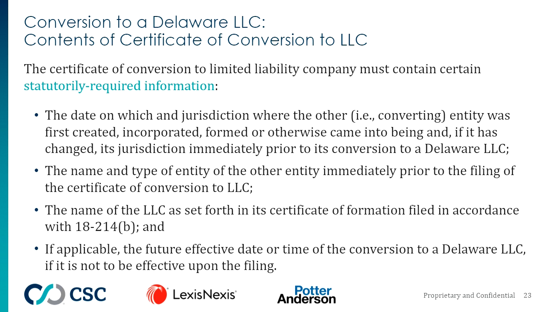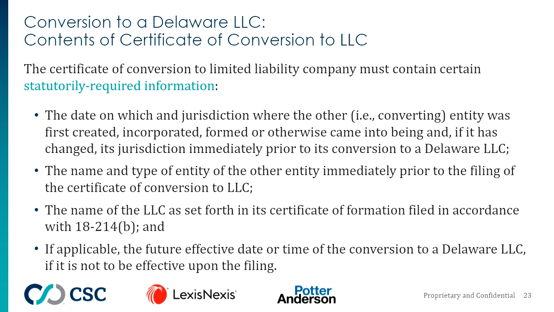So for example, if you have an entity that was originally formed as a Pennsylvania LLC, which then converted to a Wyoming corporation, and it now desires to convert to a Delaware LLC, the certificate of conversion is going to have to state that the converting entity was formed as a Pennsylvania LLC and that immediately prior to its conversion to a Delaware LLC, it is a Wyoming corporation. The certificate of conversion must also include the name and type of entity of the converting entity immediately prior to the filing of the certificate of conversion to a Delaware LLC.